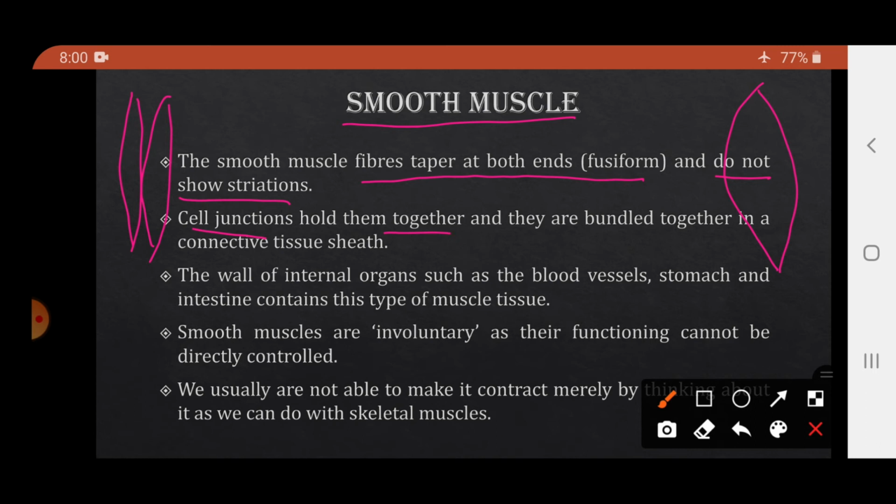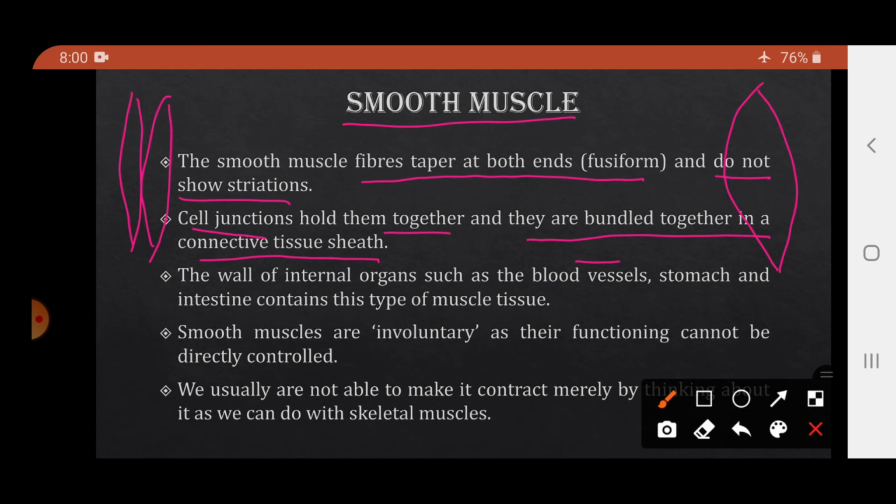हमने एपिथेलियल टिश्यू में जंक्शंस देखे थे. सो यहाँ पे जो सेल्स को कनेक्ट करता है उसको बोलते हैं सेल जंक्शंस. So the cell junctions hold them together and they are bundled together in a connective tissue sheath. सो द बंडल्स बनेंगे और ये बंडल के सराउंडिंग क्या होगा? कनेक्टिव टिश्यू का लेयर होगा.